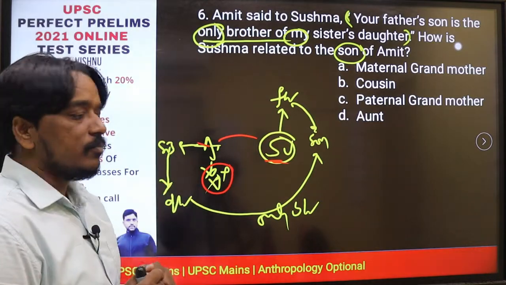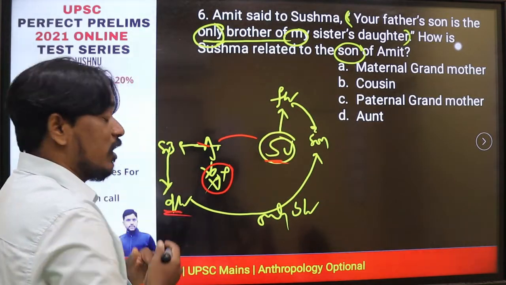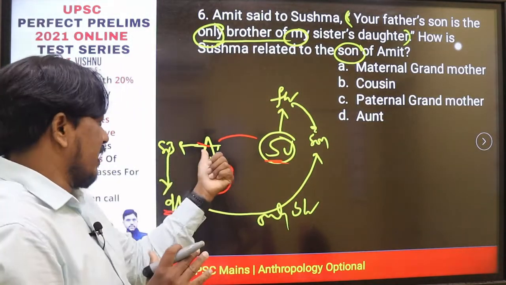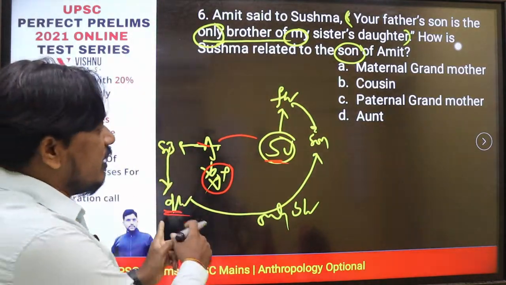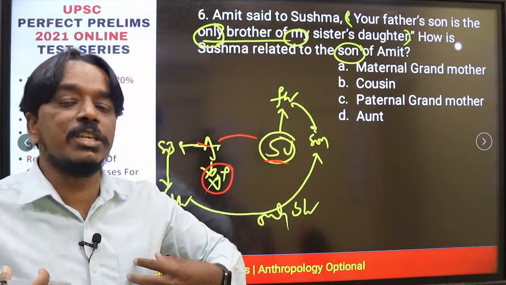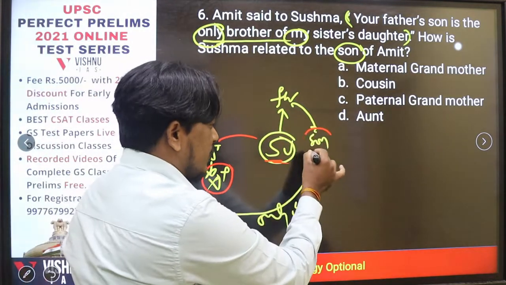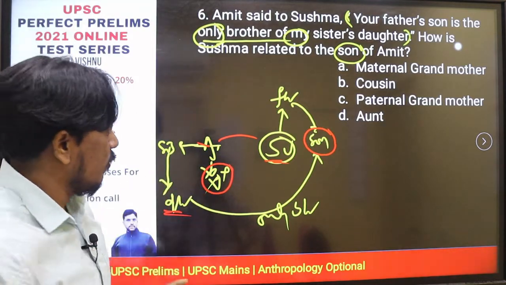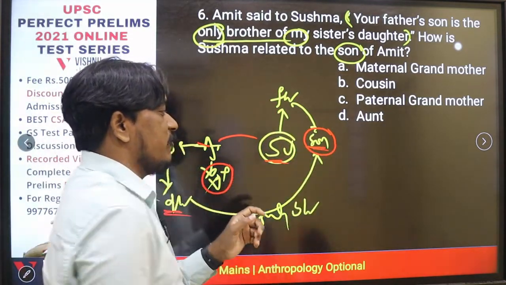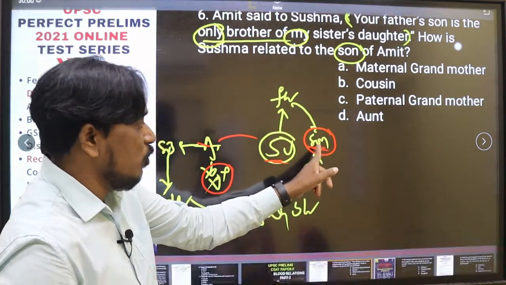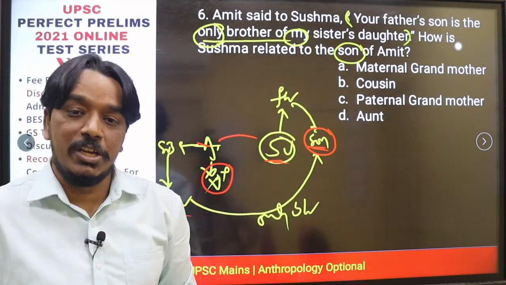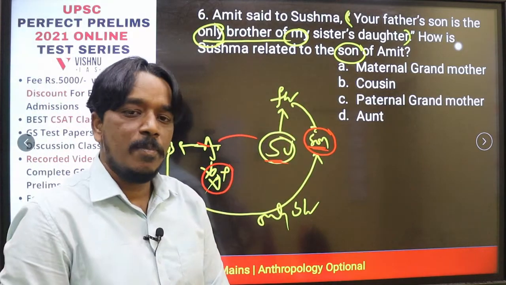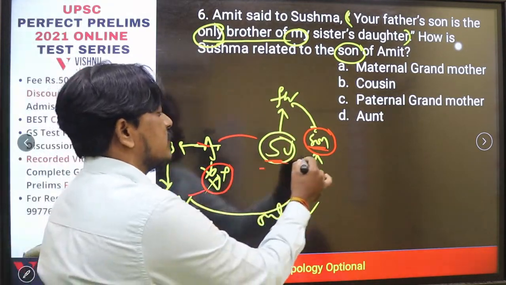My sister's daughter is my niece. My niece's brother is my nephew. Who is the nephew now? This person is the nephew of Amit. This nephew and Sushma are both of the same generation. That means Sushma can be this daughter, or Sushma can be this son. But all these three are siblings.